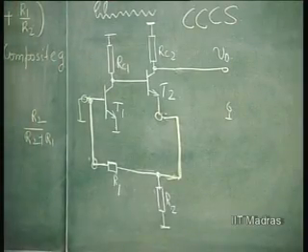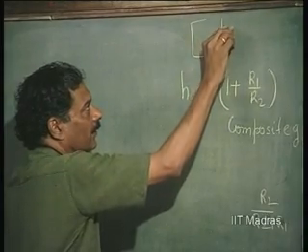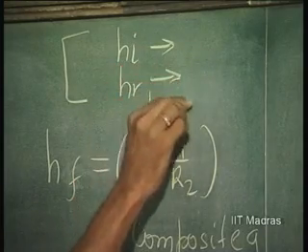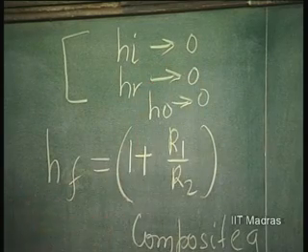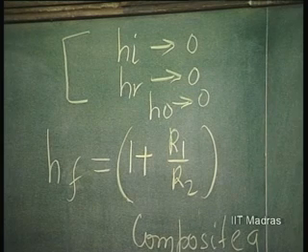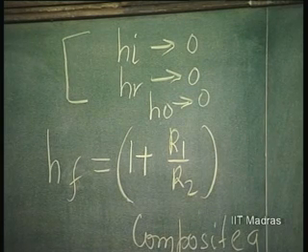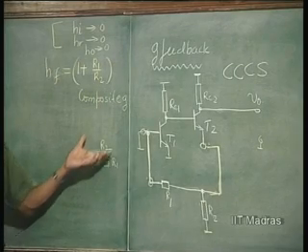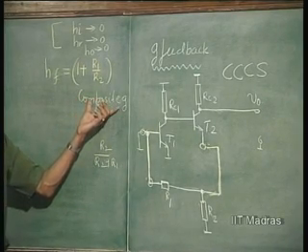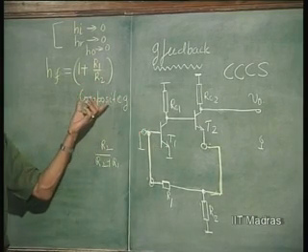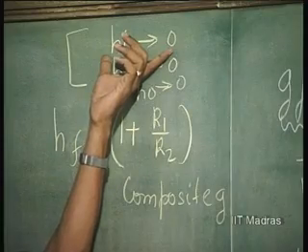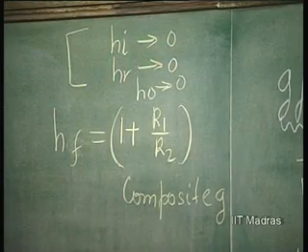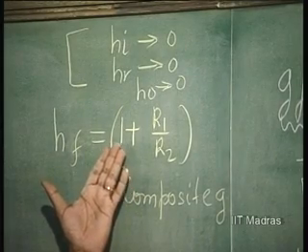Or in the H parameters, HI, HR and HO, all these three things should go towards 0. Only HF should get stabilized at a value of 1 plus R1 over R2. I am going to leave this as an exercise for you, just as we did in the case of H parameters. Please find out the composite G parameter here. In the H feedback, we found out the composite H parameter and then converted it into H. Here, find out the composite G and convert it into H, and establish that the current gain is 1 plus R1 over R2.